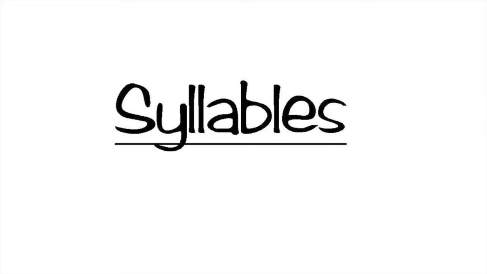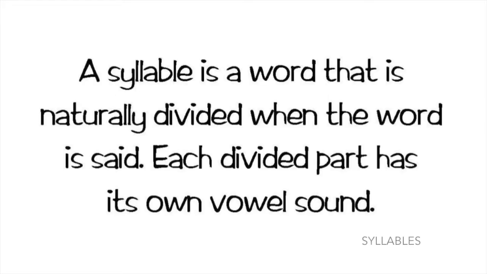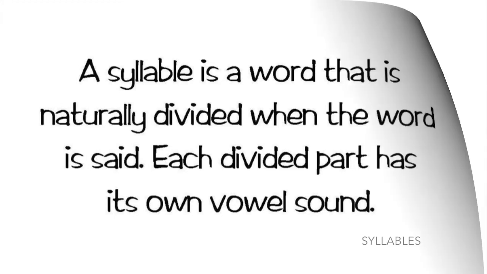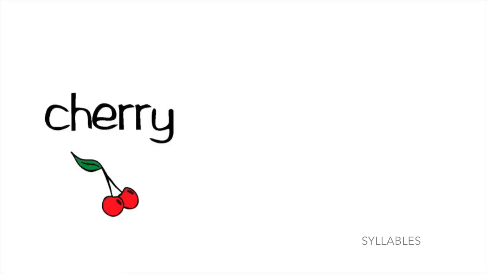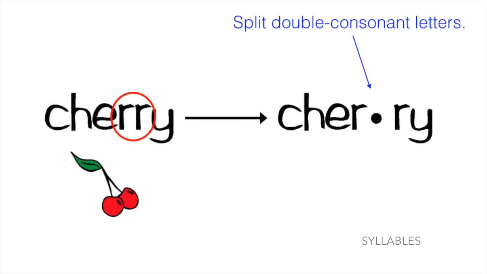Our next concept is syllables. A syllable is a word part that is naturally divided when the word is said. Each divided part has its own vowel sound. The first rule is to split double consonants. Let's look at the word cherry, for example. In the word cherry, there are two R's back to back, which is what we would call a double consonant. So here, you're supposed to split double consonant letters to make syllables.